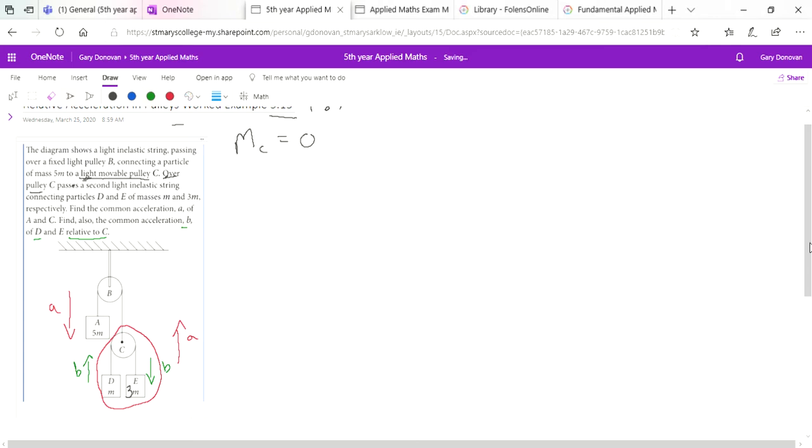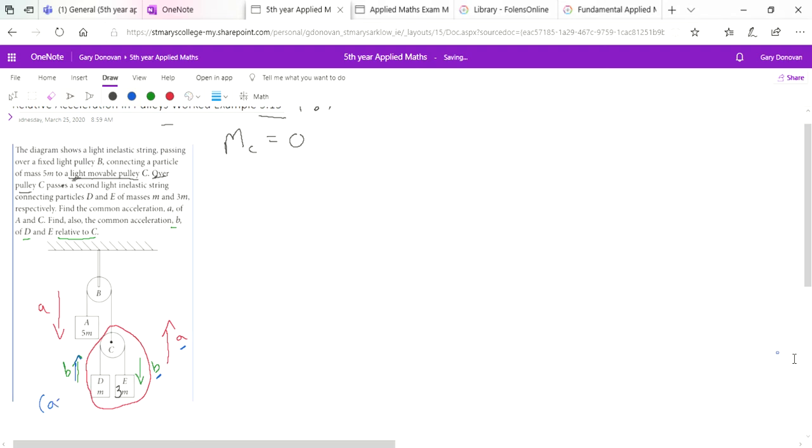But remember, that isn't the overall acceleration of E. The overall acceleration of E is going to be some combination of the B and the A. So it's going to be either B minus A if B is bigger than A, or A minus B if A is bigger than B. And the overall acceleration of D, that's an easier one because D is going up and A is going up. That's going to be A plus B. So we'll figure out whether this is B minus A or A minus B in a minute.